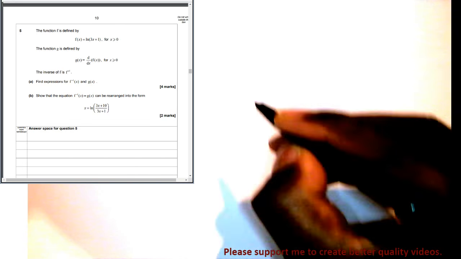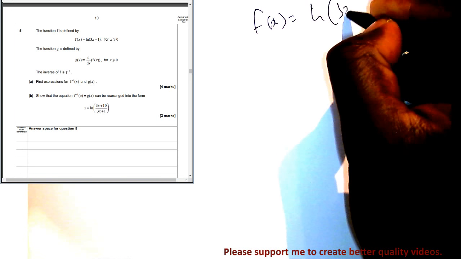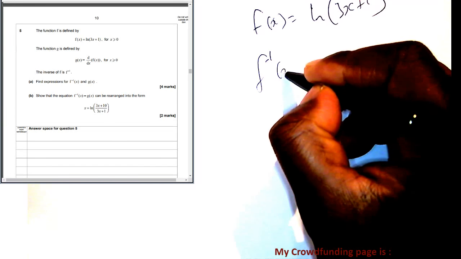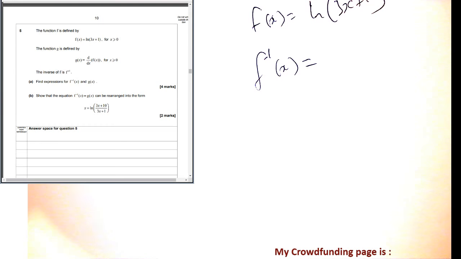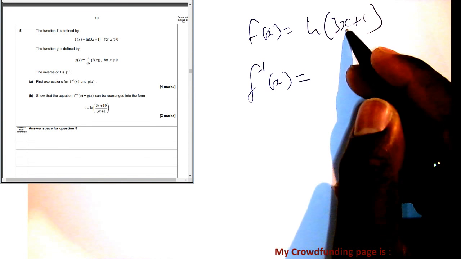Good. So f of x has been given as ln of 3x plus 1. They want you to find f inverse of x. To do that, you probably know that you just need to write x as the subject now.